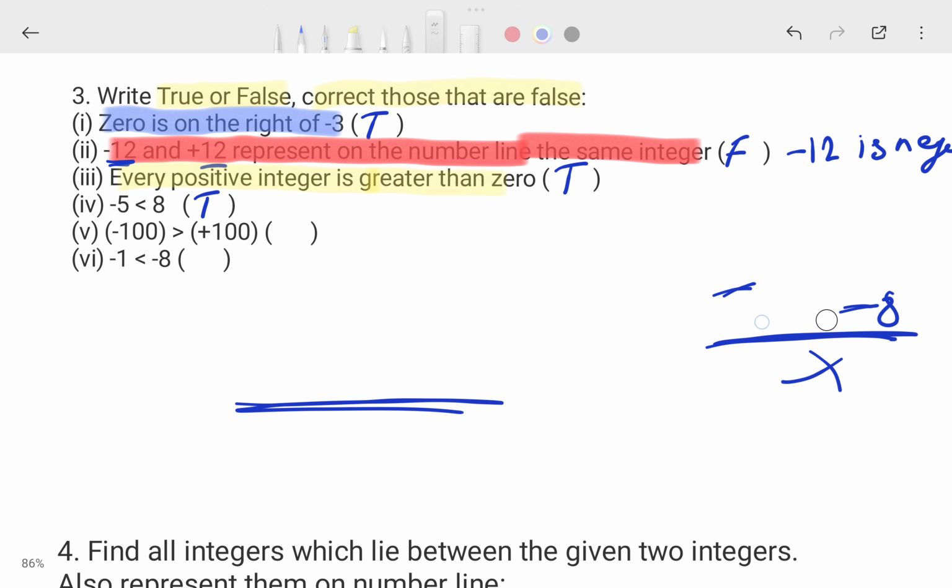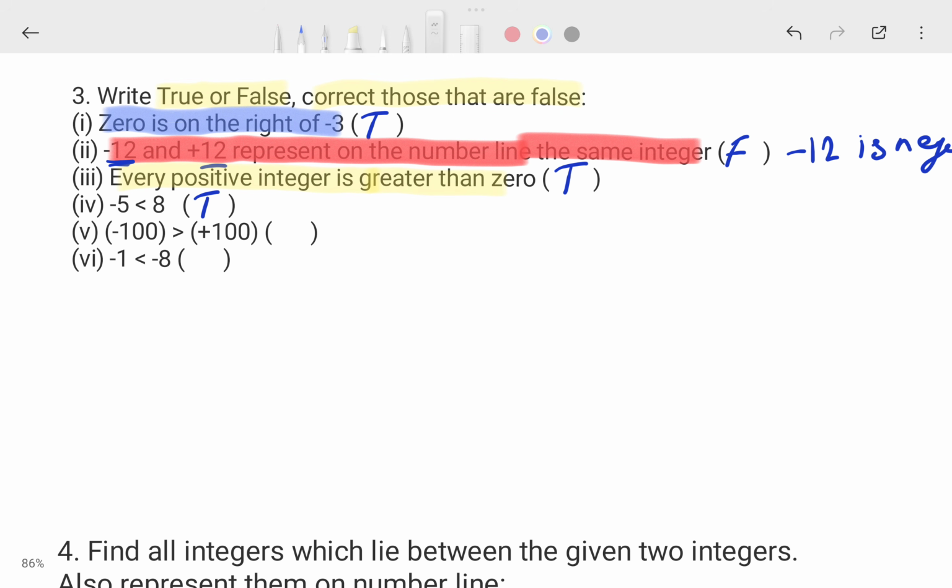Okay, right. So if you have 8 chocolates and your friend has nothing, or let's suppose you have 100 rupees and your father gives you 50 rupees more.